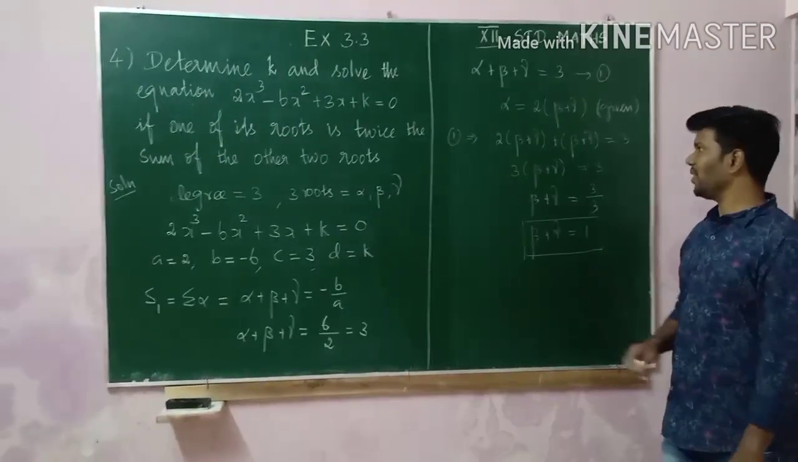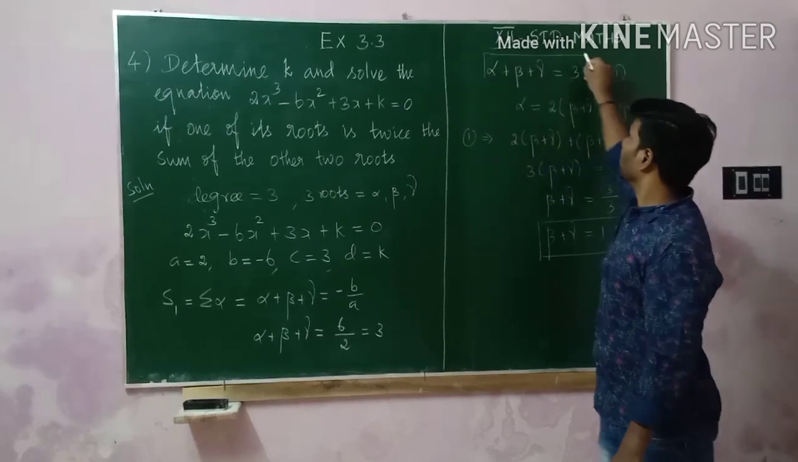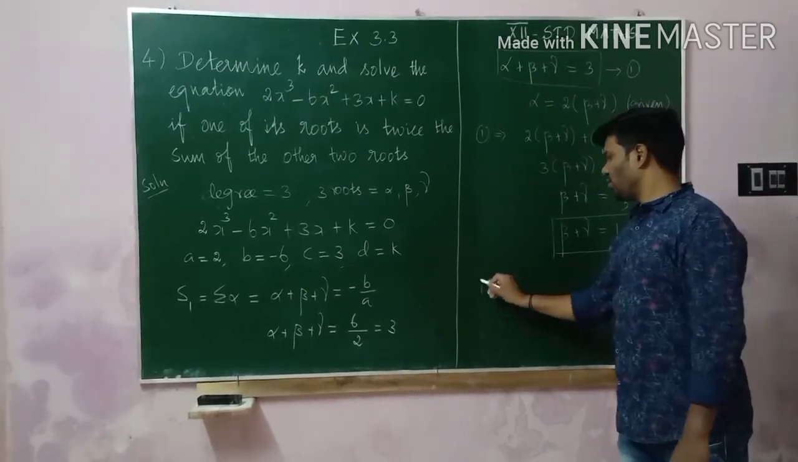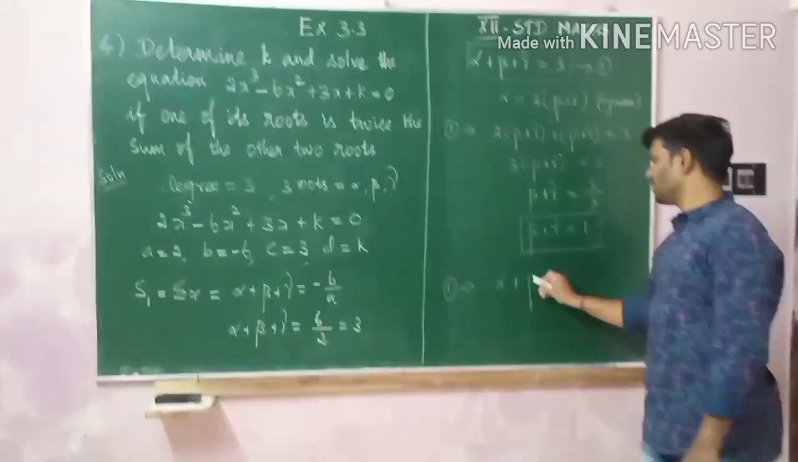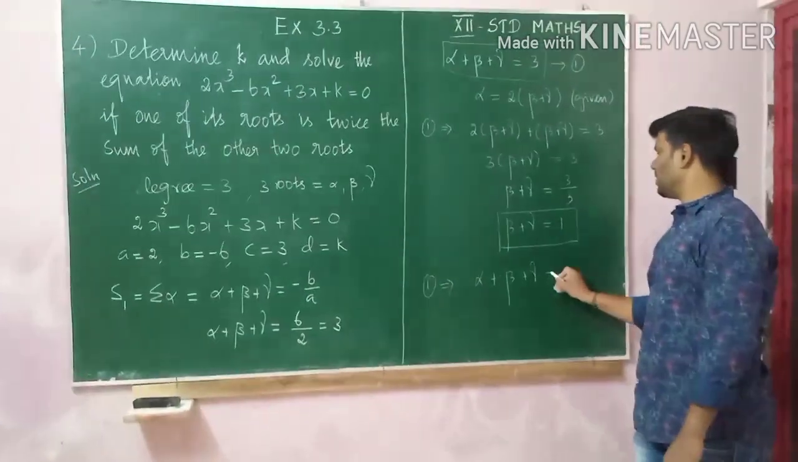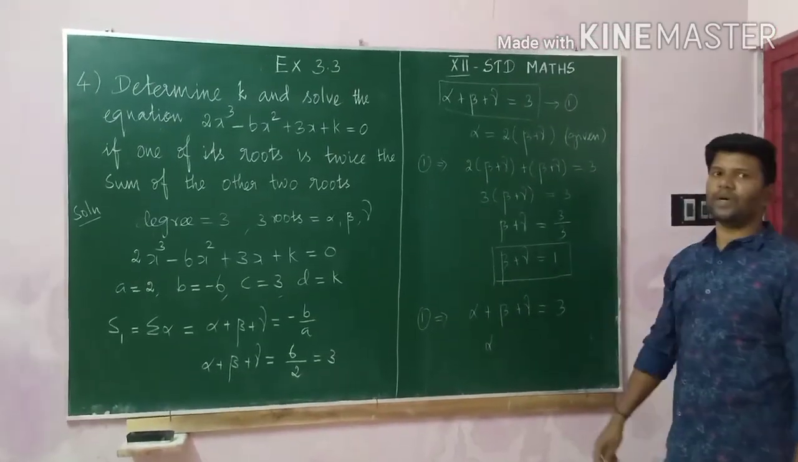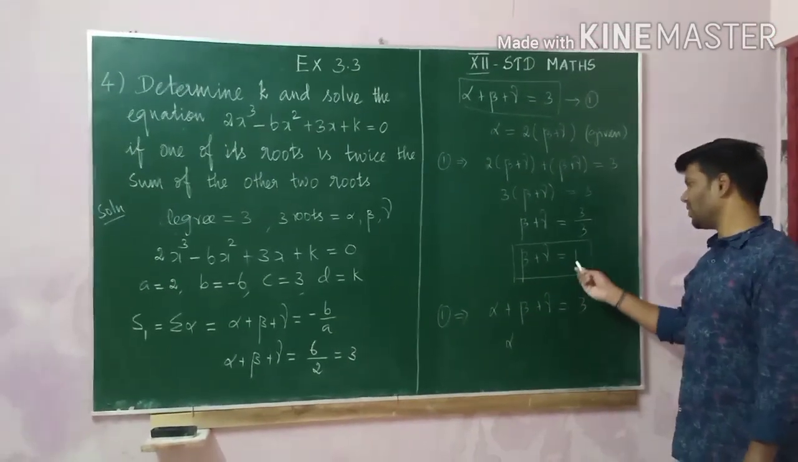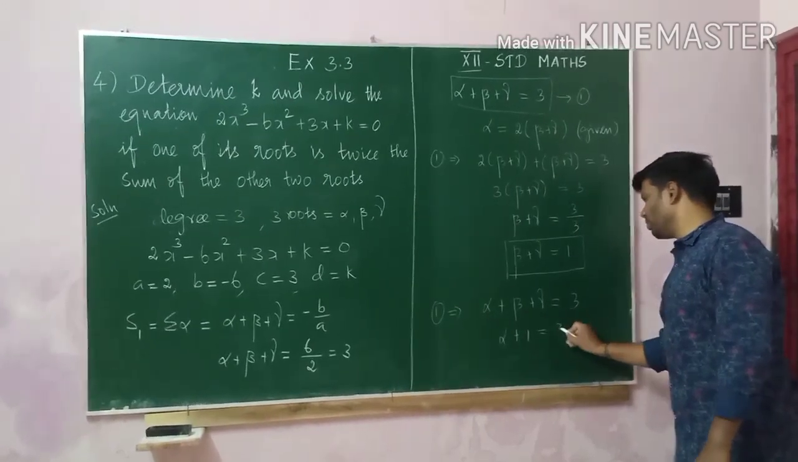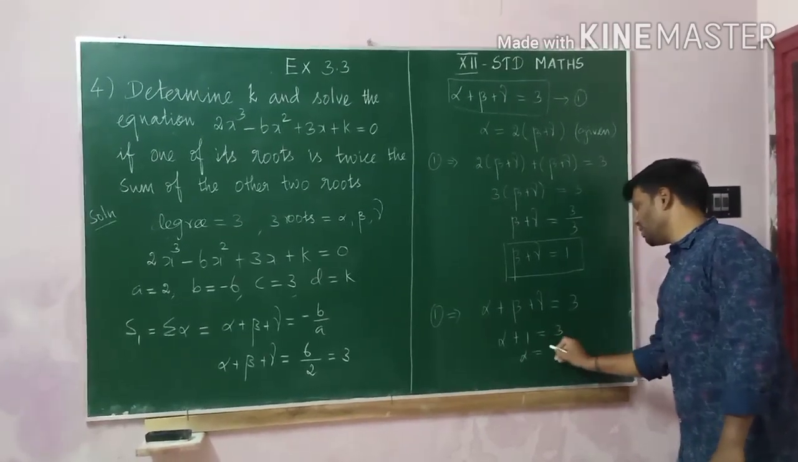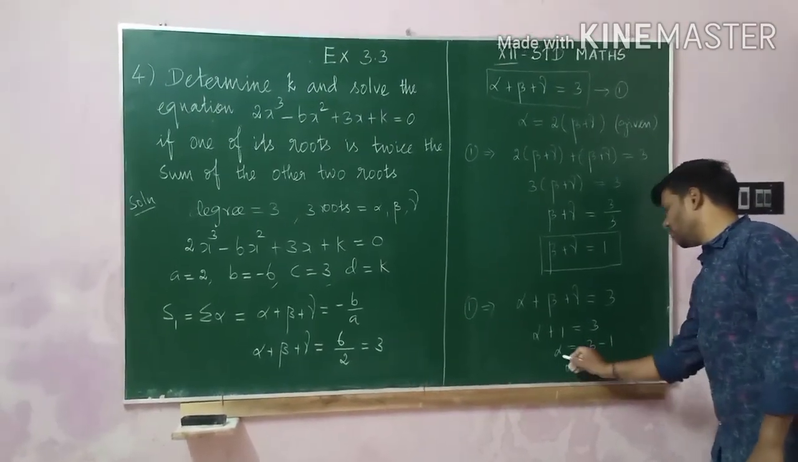So substitute this beta plus gamma is equal to 1 in the first equation. What is our first equation? Alpha plus beta plus gamma is equal to 3. The value of beta plus gamma is equal to 1. So alpha plus 1 is equal to 3. So alpha is equal to 3 minus 1. So alpha is equal to 2.